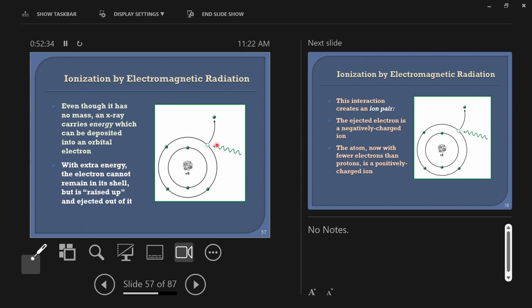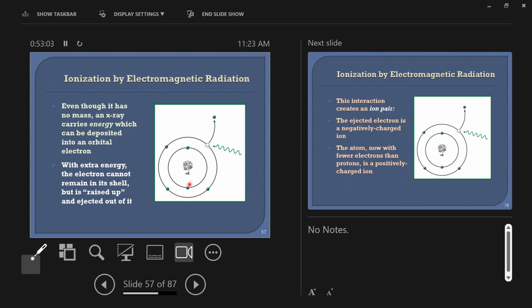It can be raised up out of its shell and ejected from the atom, like we've shown here. A photon comes in from the right, and the electron orbiting absorbs the photon. If it absorbs enough energy, that electron can be ejected from the atom. That's ionization. That's one way of doing ionization. Now, what you've created is this atom will be left behind. By the way, what atom is this?